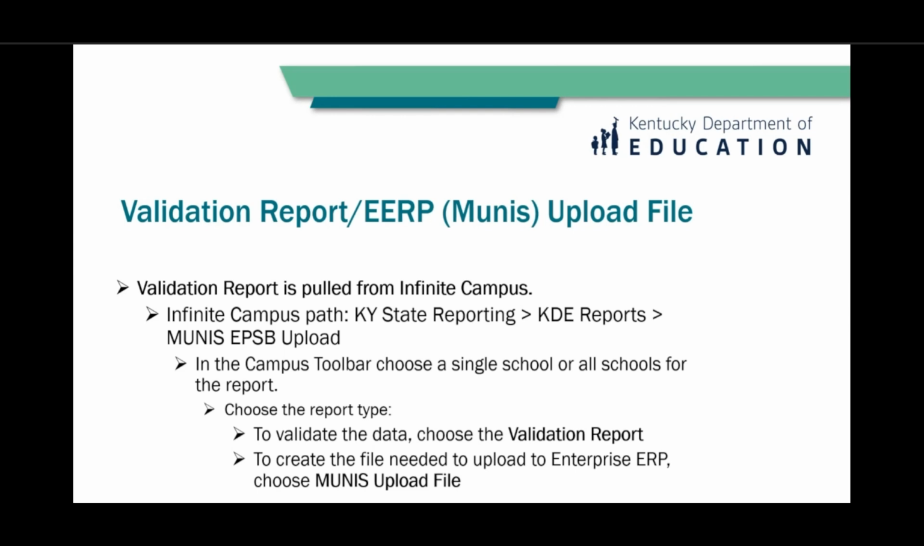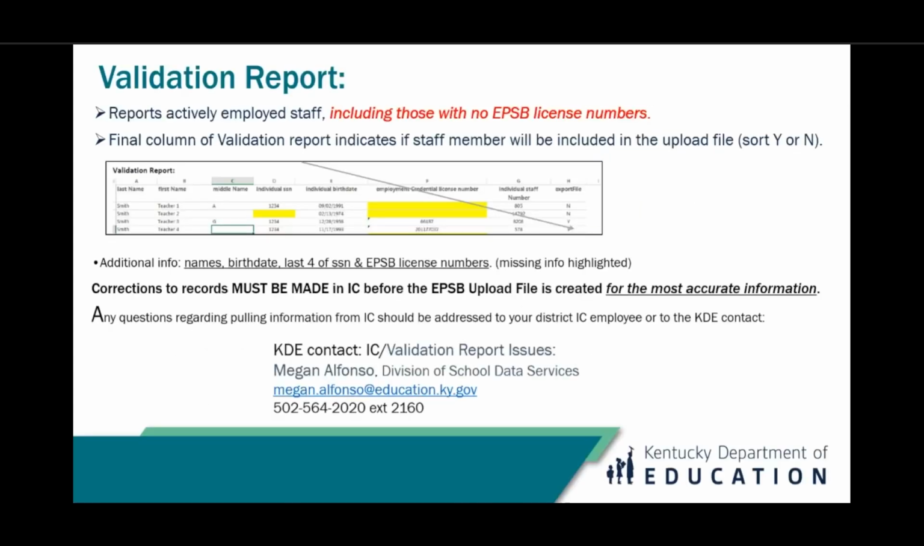So the validation report is pulled from Infinite Campus, and here you have the pathway to both reports in Infinite Campus. In the campus toolbar, you'll choose a single school or all schools to report, and then you'll choose the report type, whether you want the validation report or the Munis upload file, but they're both in the same place. So the validation report reports actively employed staff, even including those with no EPSB-ID license numbers.